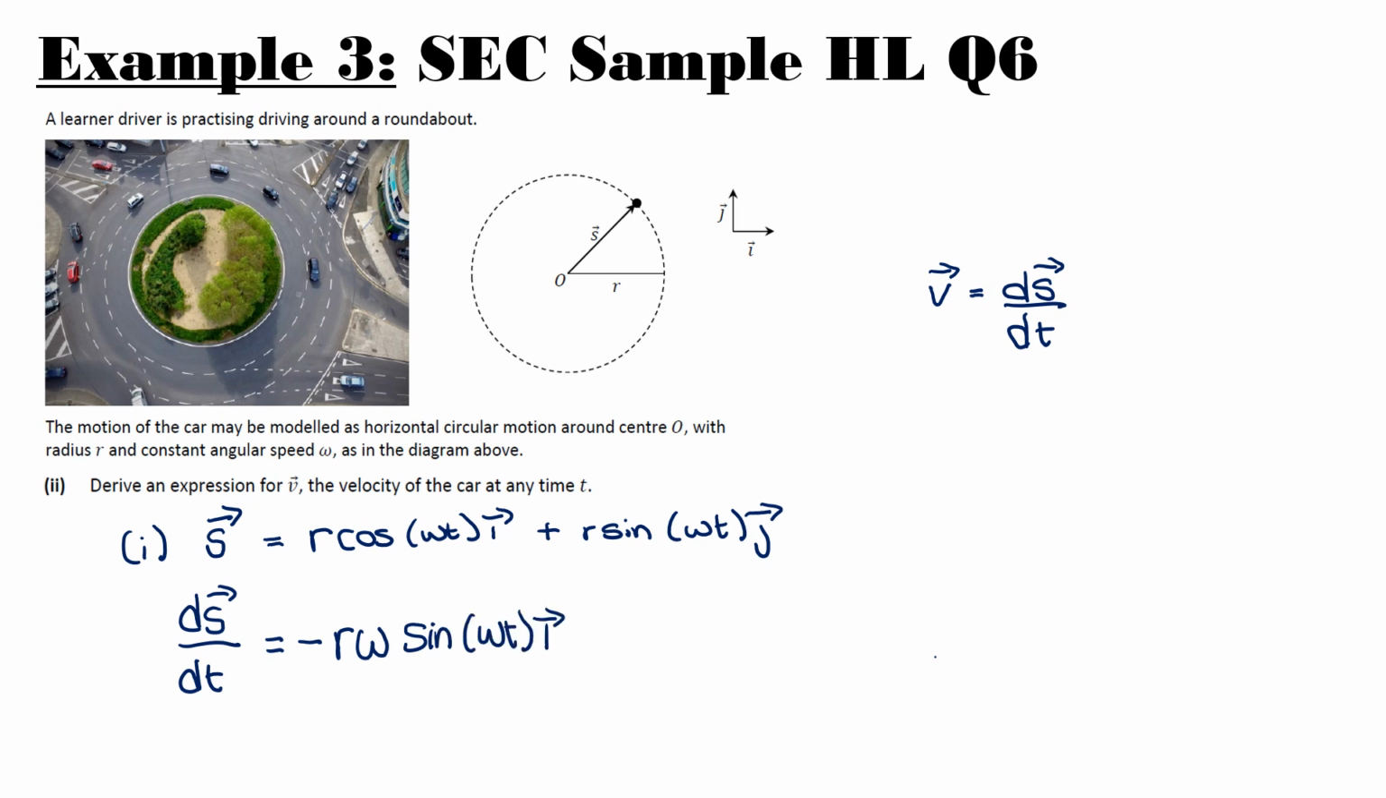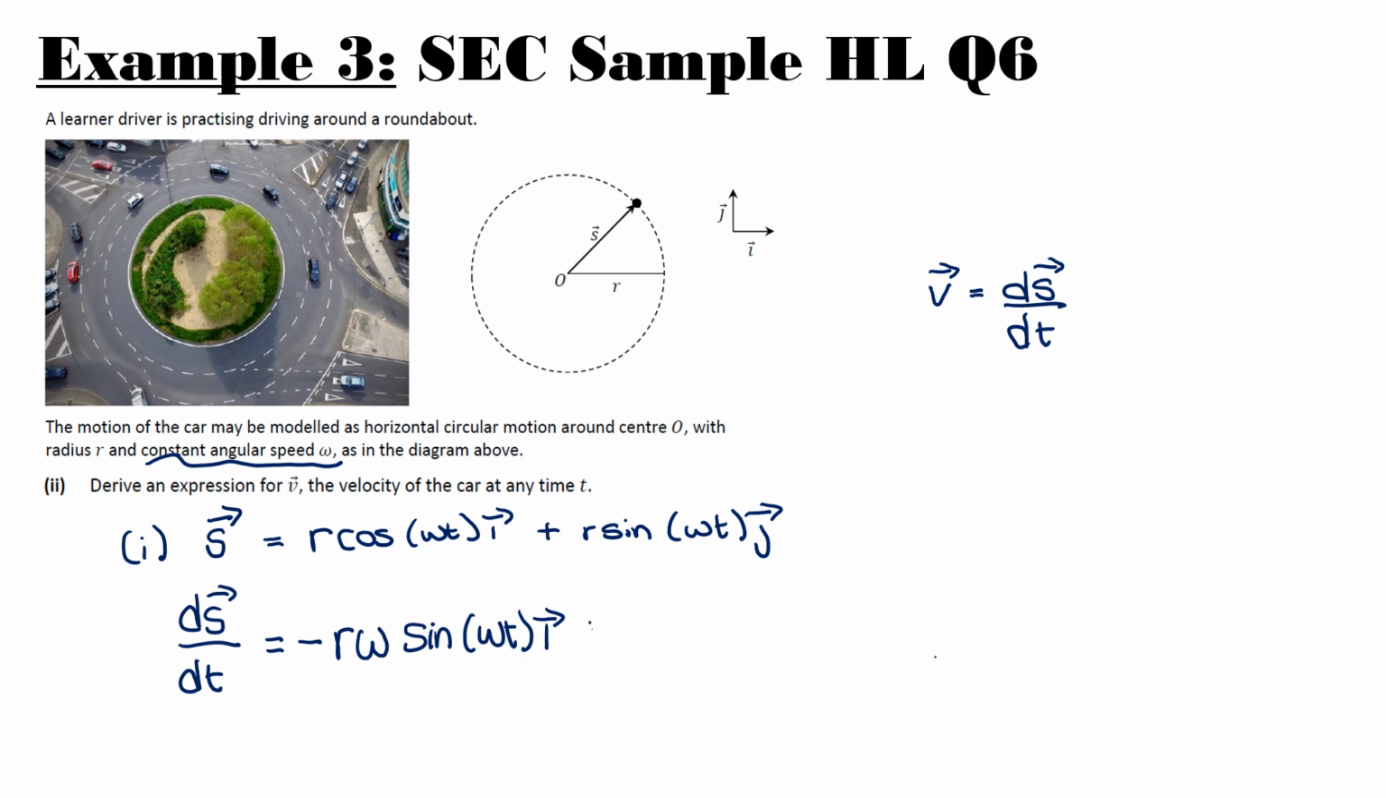I know this can be tricky because of the lack of numbers, but think of your omega as the constant. The reason it's a constant is, first of all, they told us it was a constant angular speed. But in terms of differentiation, we are differentiating s with respect to t. t is the thing that changes. Everything else will remain the same.